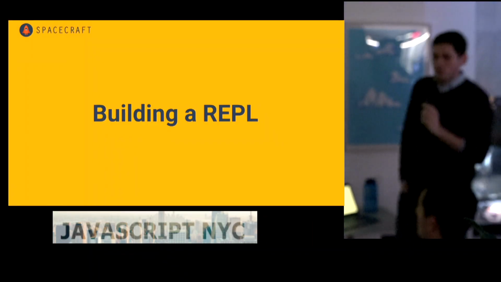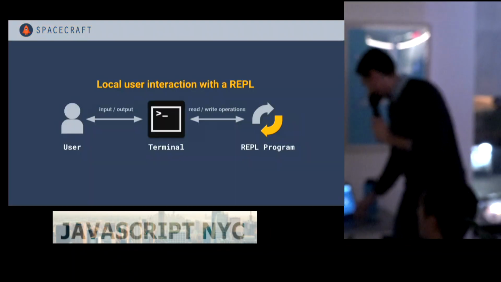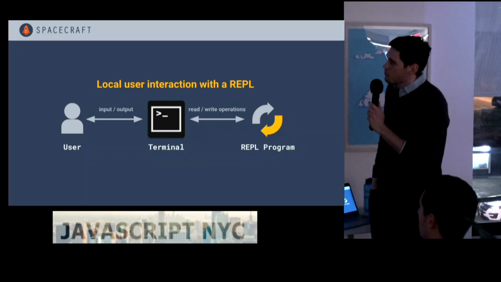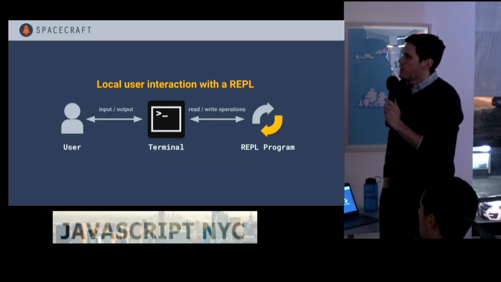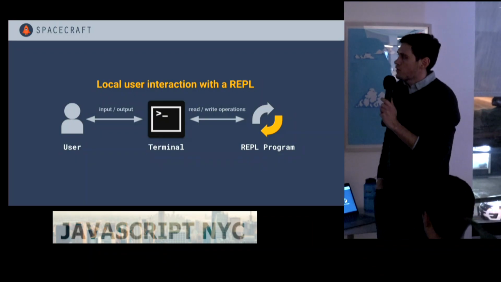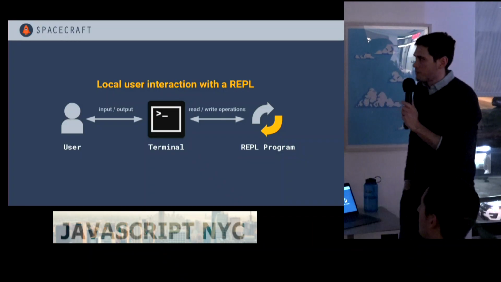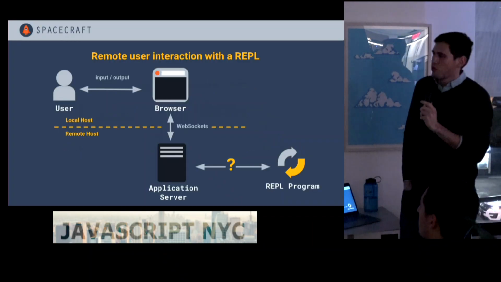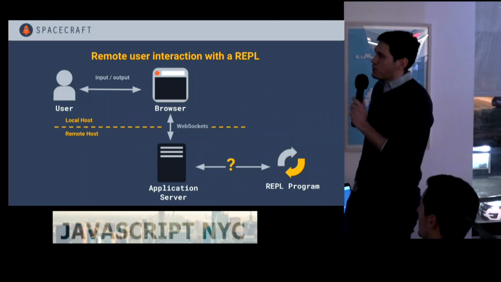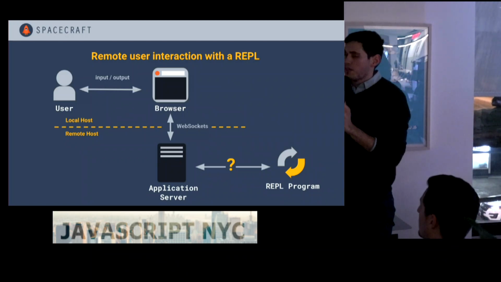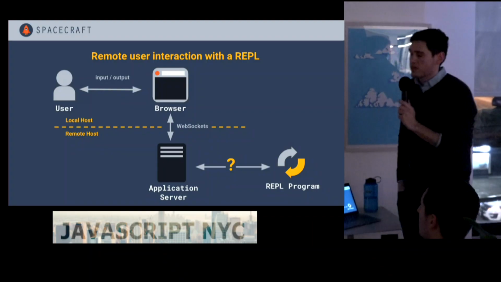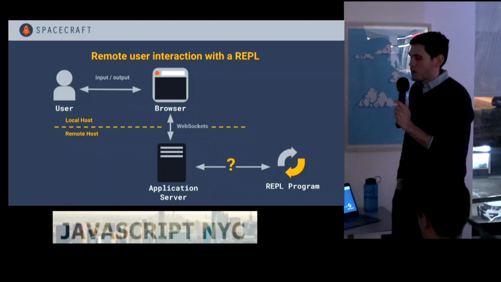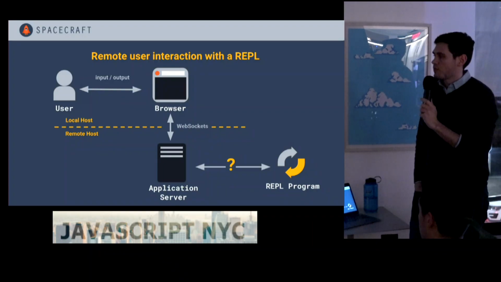So now we get to building a REPL. Typically, this is what happens on your local machine when you run a REPL program. Just you putting input through the terminal, and then your REPL program reads and writes back. But in our case, we have a more complex situation, which is that the user is sending input through the browser, and then it's going over WebSockets to our application server. And then it has to somehow send all this to the REPL program and receive output from the REPL program.